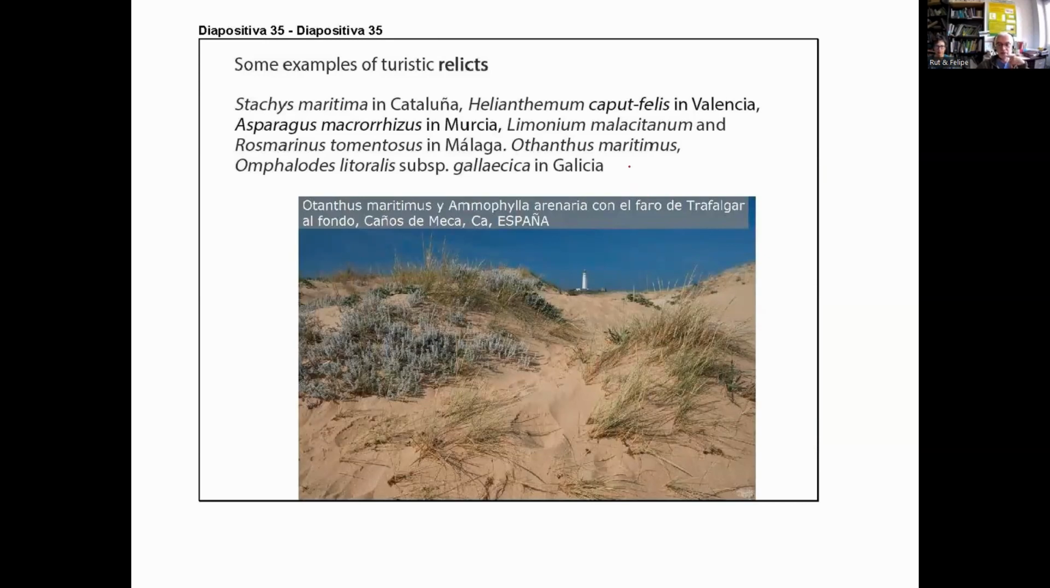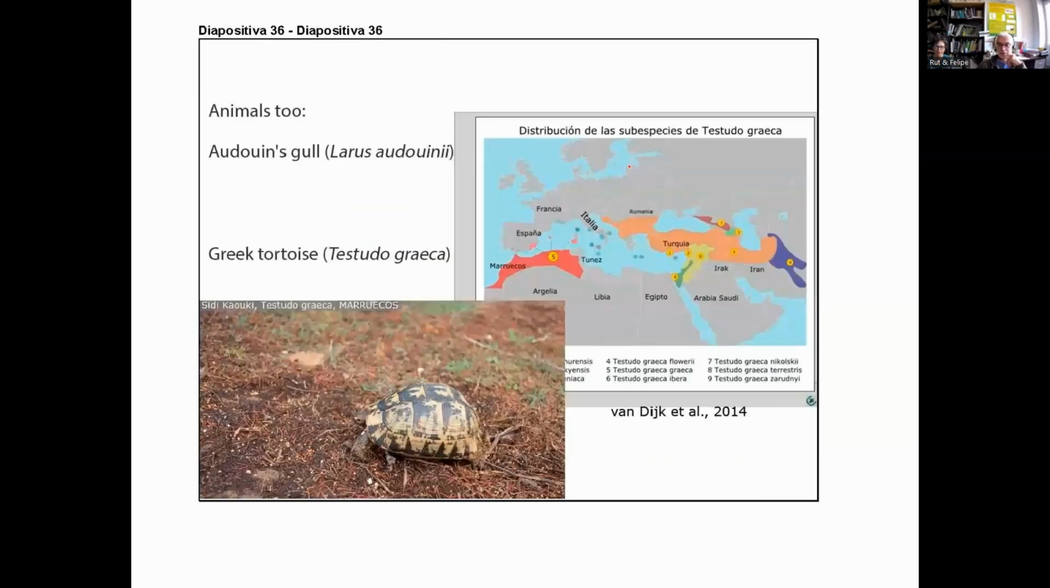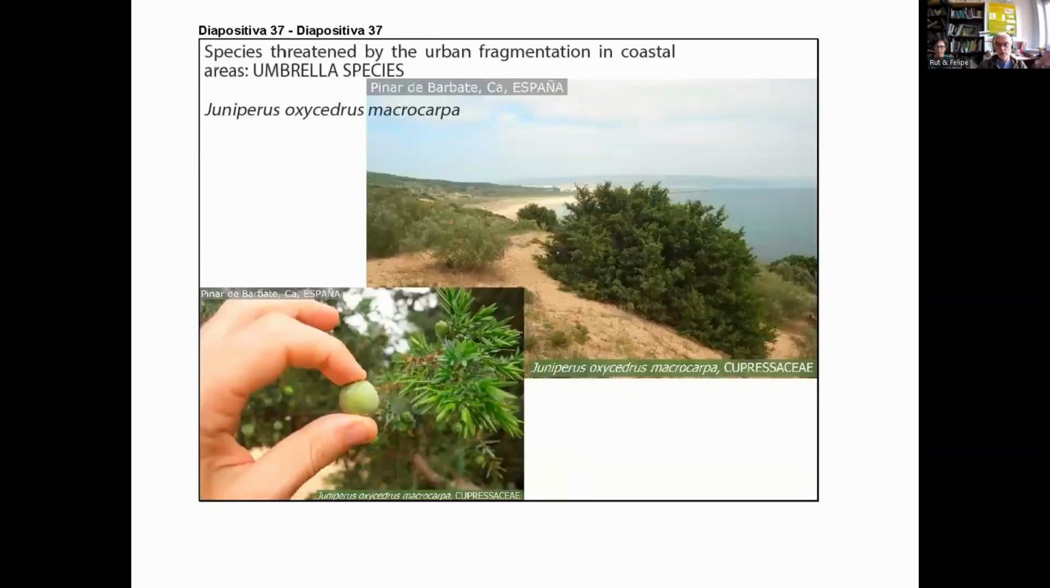And as I said, we have plenty of examples of these tourist relics across Spain. Not only plants, but also animals. A solution for this type of conservation problem is, at least from our point of view, trying to find what is called umbrella species, a paradigmatic, emblematic species that, if you protect this species, you are protecting the whole community.